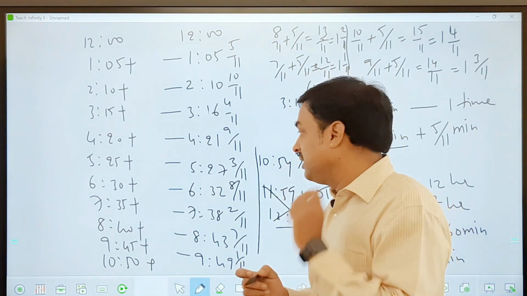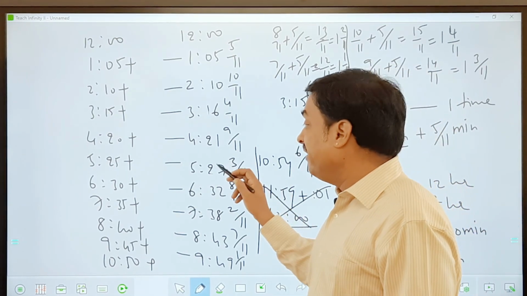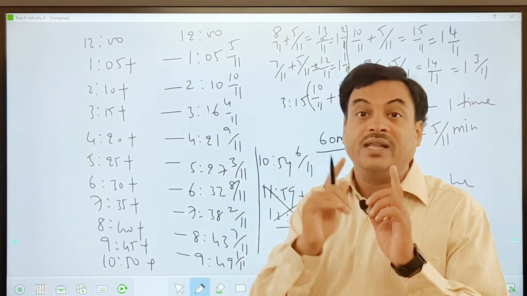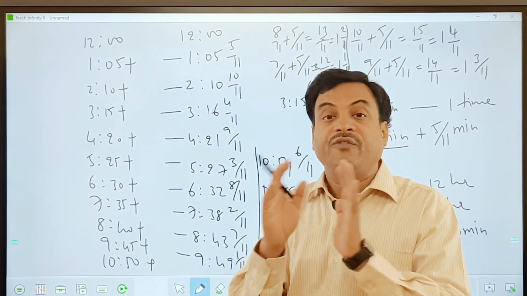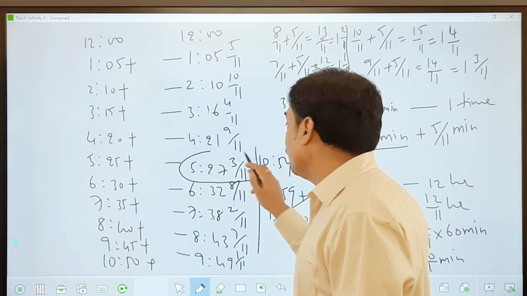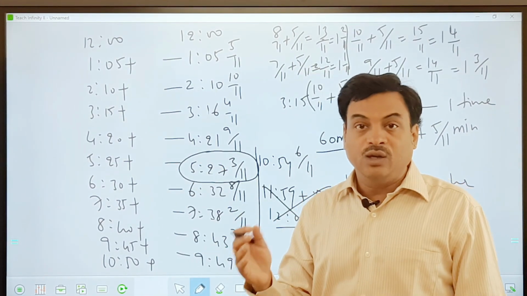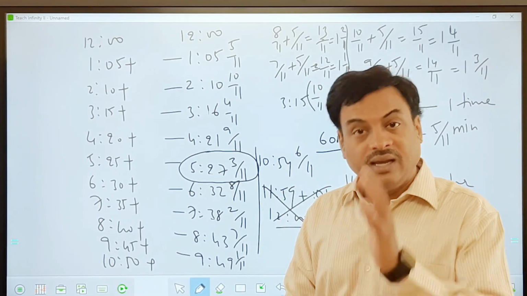Before I close, I take one more very important point here. Between 5 o'clock and 6 o'clock, when will the two hands coincide? This is the proper question in clocks. Between 5 and 6, when do the two hands coincide? So this is the exact timing. You should not say 5:30 or 5:25. The exact timing is 5:27, 3 by 11 as a value.